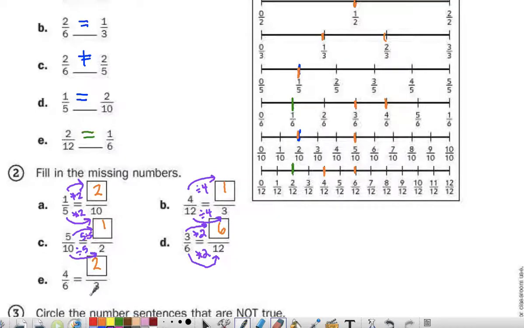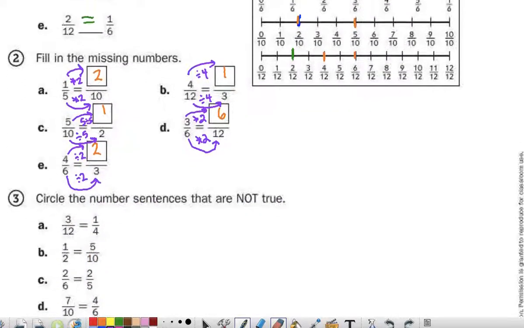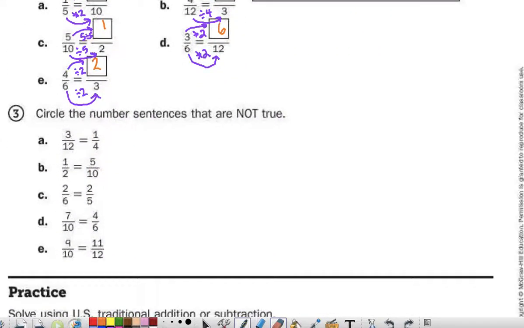3 times 2 is 6. And to go from 6 to 3, I divide by 2. So 4 divided by 2 would also be 2. Circle the number sentences that are not true. Okay, to go from 4 to 12, I would multiply by 3, and 1 times 3 is 3. Therefore, they are equivalent. 1/2 is equal to 5/10.